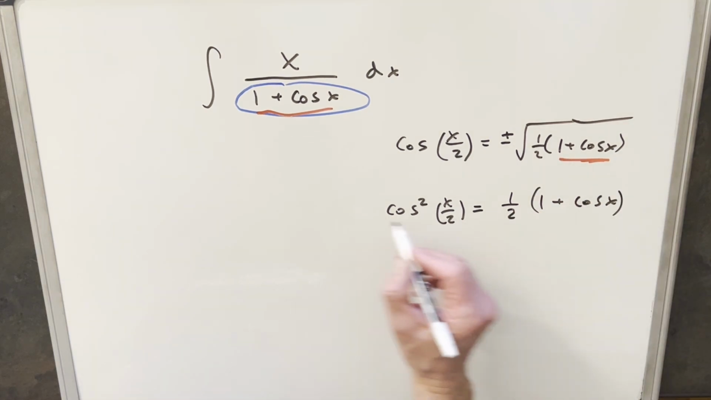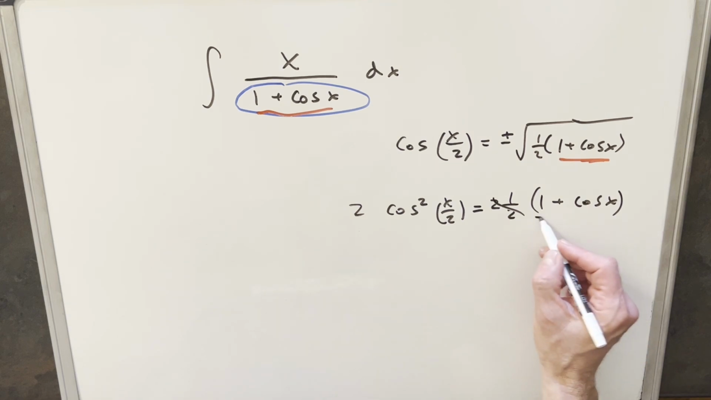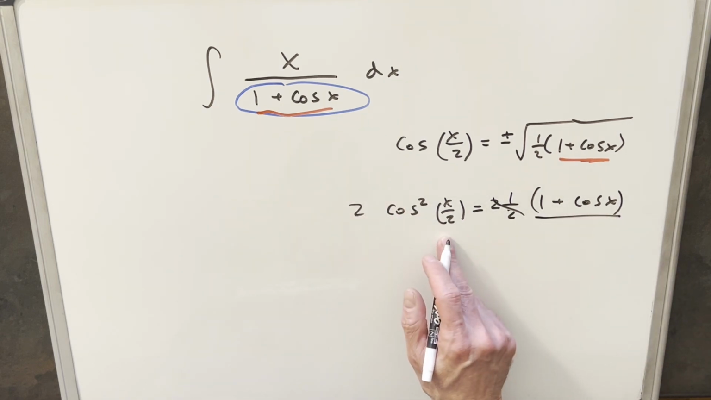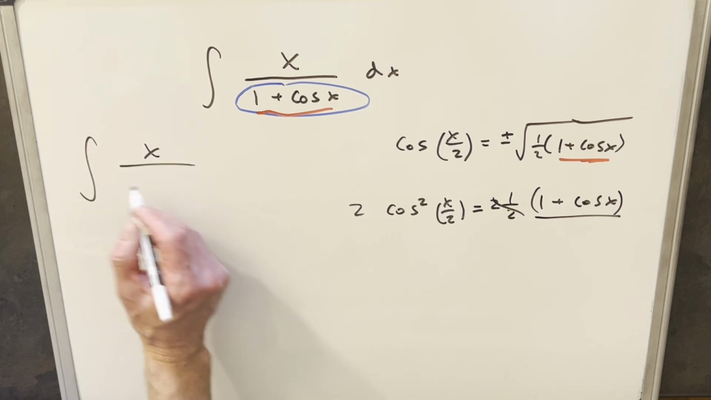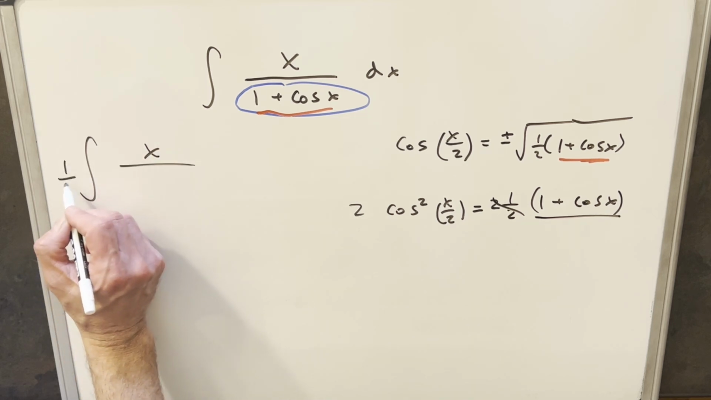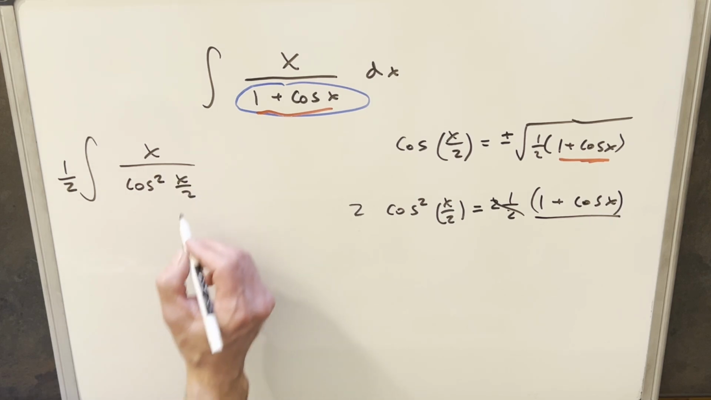But then I can just multiply by 2 on both sides. That way I get rid of this 1/2. And what that does is give me a way to rewrite this whole denominator. We'll write it as 2 cosine squared x over 2. So rewriting this, we'll have our x here. I'm going to take the 2 up front. We'll have this as 1/2 here. And then this becomes cosine squared x over 2.